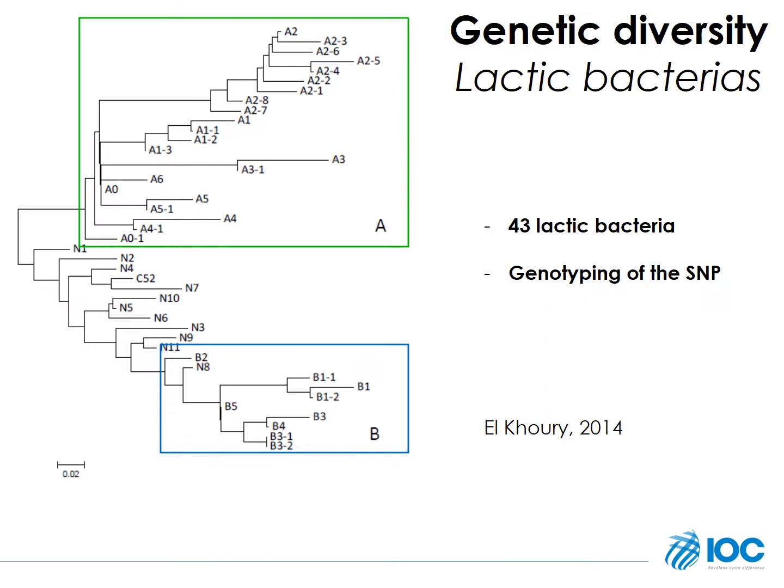fermentation. You probably recognize this kind of figure that shows a genetic proximity between several bacteria strains. This genetic tree was proposed by El-Khoury in 2014. He analyzed 43 lactic bacteria strains and more especially the single nucleotide polymorphism, SNP. We clearly see two main groups of bacteria in this study. The group A, composed by 21 strains, is genetically different or far from the bacteria of the group B. There is also a third group, N, that is between A and B.